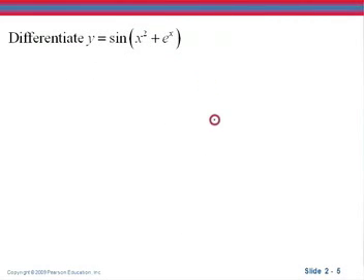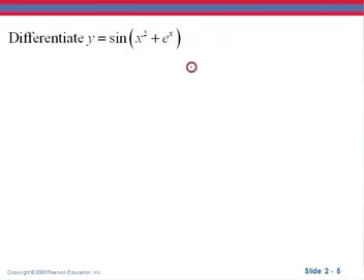Okay, let's take another example. We want to differentiate y equals sine of x squared plus e to the x. Now we've learned how to differentiate sine of x. We've learned how to differentiate x squared. We've learned how to differentiate e to the x. Here we have a composite.